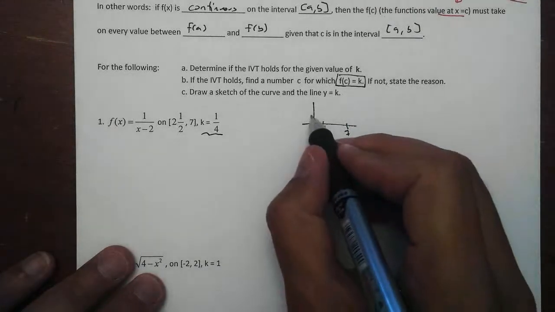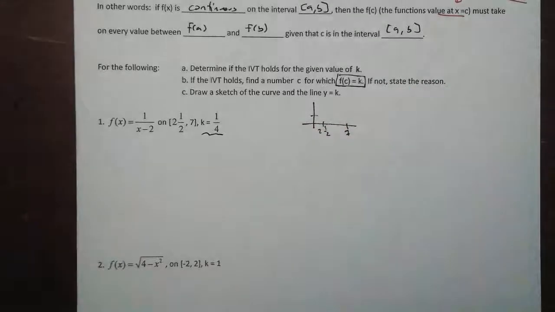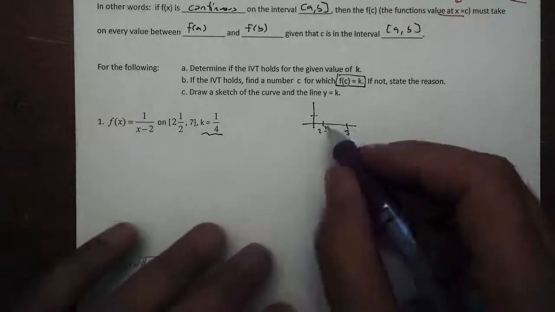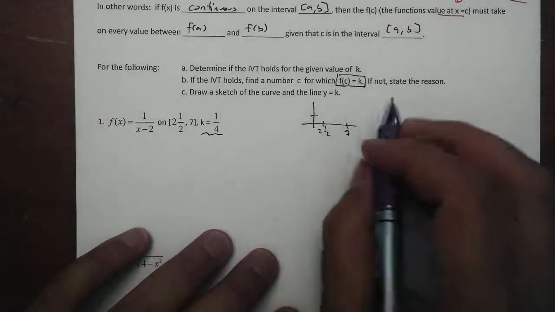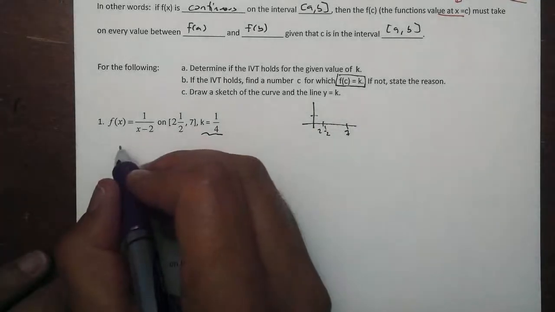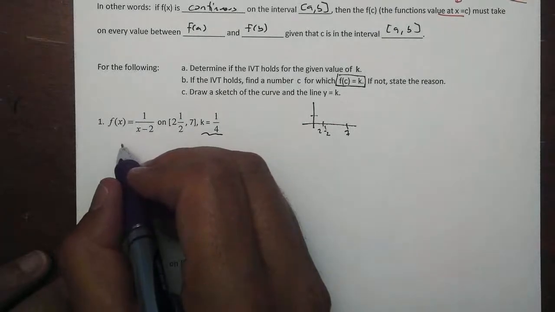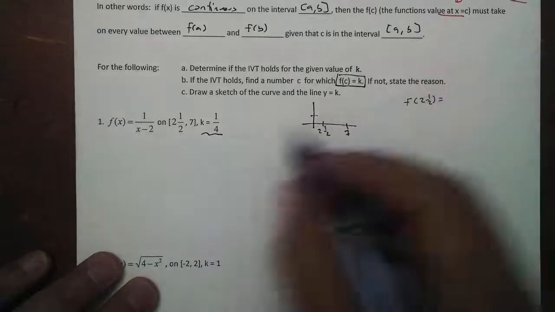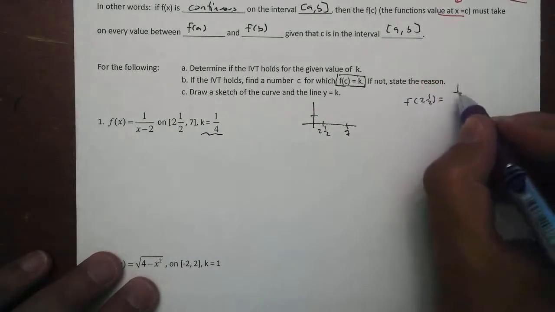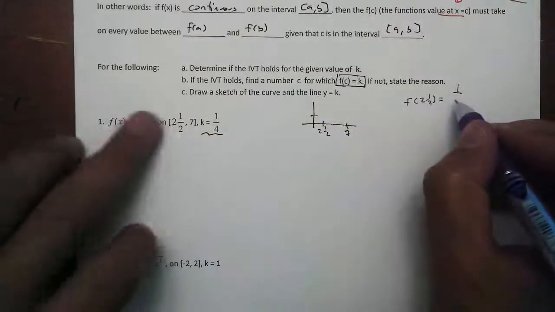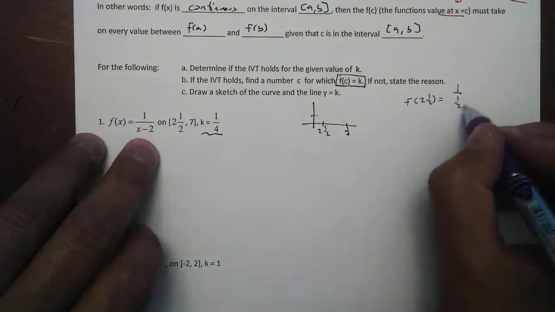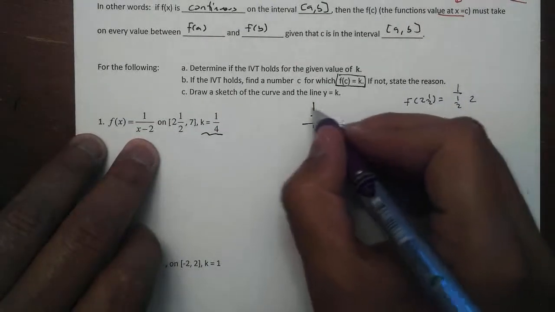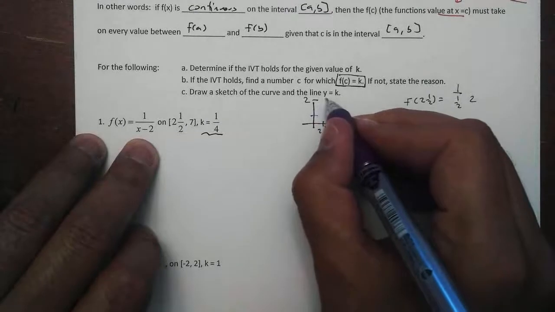So if we find f of 2.5, my ink is dying here, I'm going to switch pens. If we find the value of the function at 2.5, I can find that pretty quickly. f of 2.5, plugging it in, that's going to give me 1 over 2.5 minus 2, which is 1/2, so that's 2. So at 2.5, we're way up here at 2.